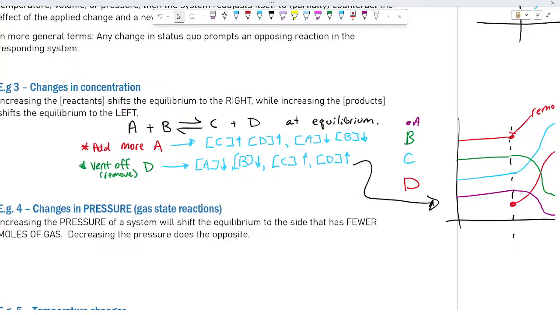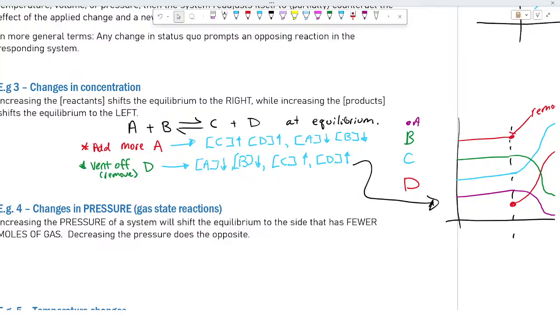E and A go down, C and D go up. No, if I add C, oh, C and D go down. C and D will go down, which means that by adding C, I'm actually going to force the reaction to produce more A and B, which means C will go back down, probably not as low as it was before, but it'll go back down. But D will go down with it, which means D will go down lower than it was before, and A and B will end up higher than they were before. So by introducing a change, the reaction will shift in the opposite direction.